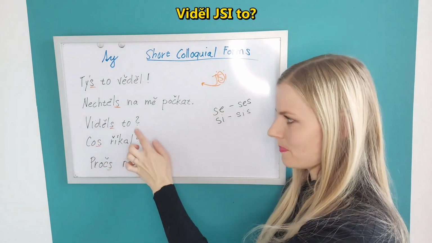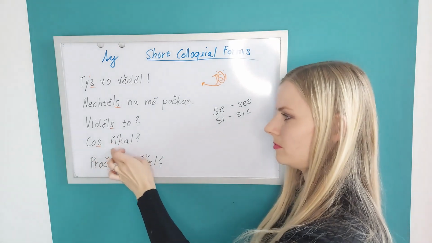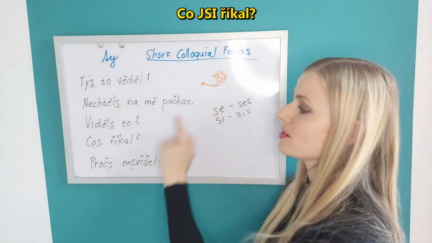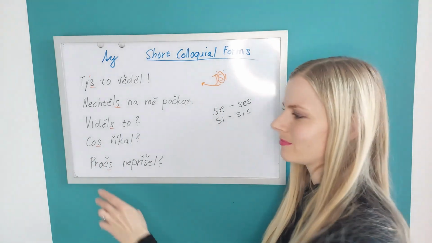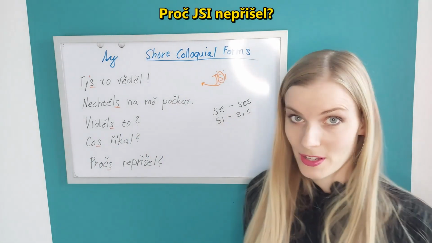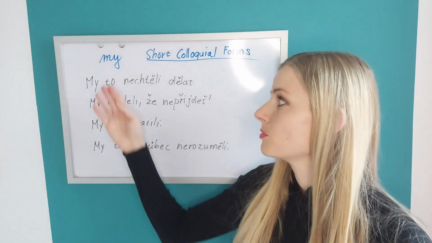Viděl jsi to? Co jsi říkal? Proč jsi nepřišel? Let's see how we use the pronoun my.